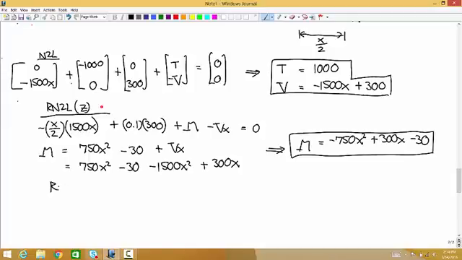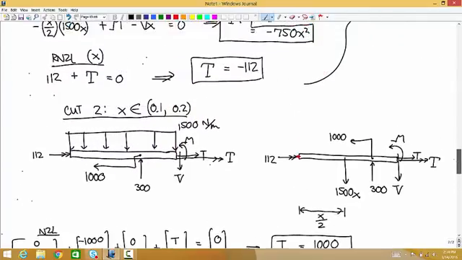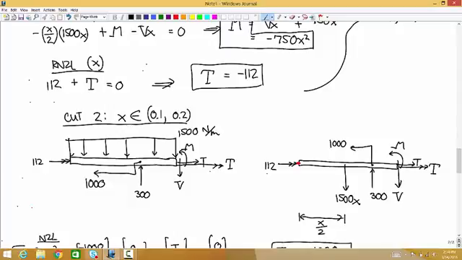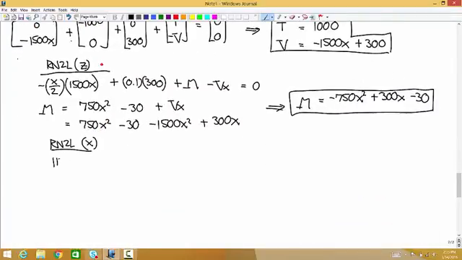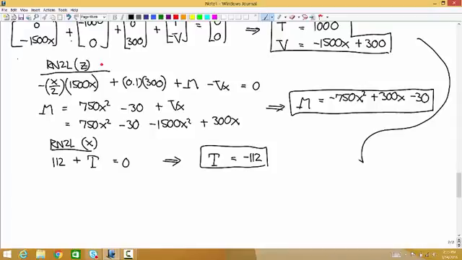And then the last one, the moment equation about the x-axis. We have the same stuff we did before. We just have this 112 Newton meter torque and then the internal torque T. So we have 112 plus T is equal to 0, and so you get T is equal to negative 112. And all these are valid on the interval from 0.1 to 0.2. Okay, so now we're going to do those 6 checks.